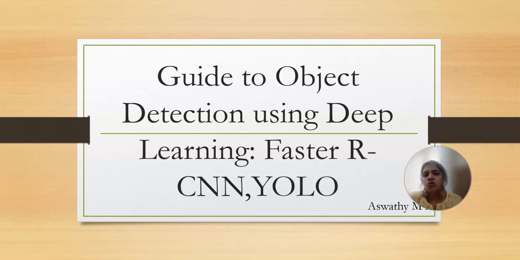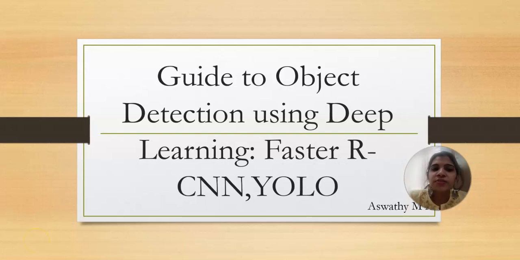YOLO is You Only Look Once. Okay, YOLO full form is You Only Look Once. Then different types of R-CNN, region-based convolutional neural network. So, these architectures are for object detection. So now the question is, what is the difference between object detection and object classification?